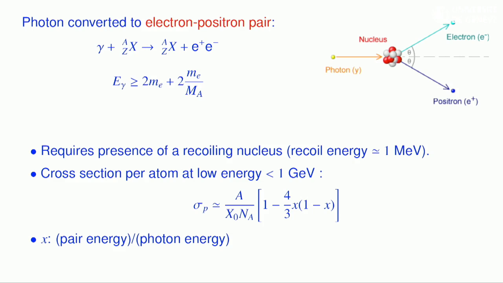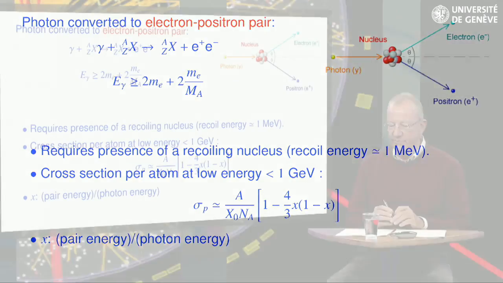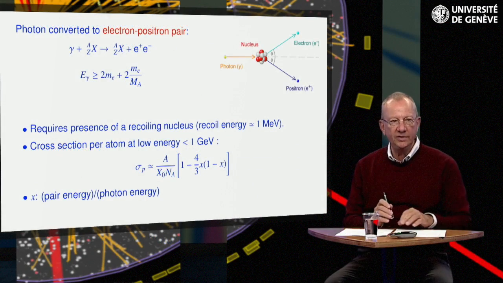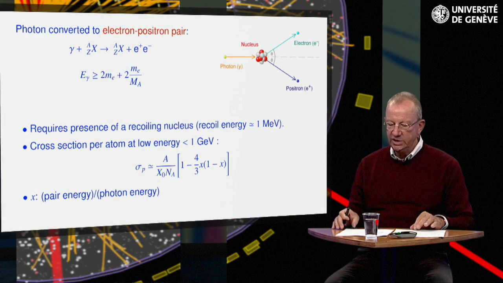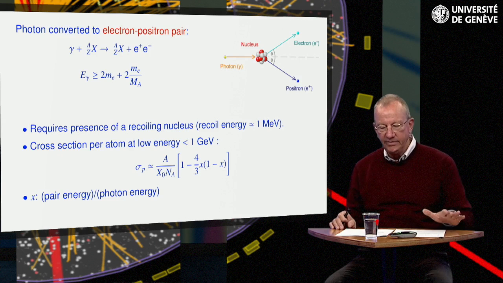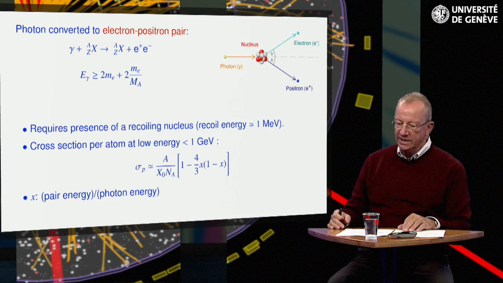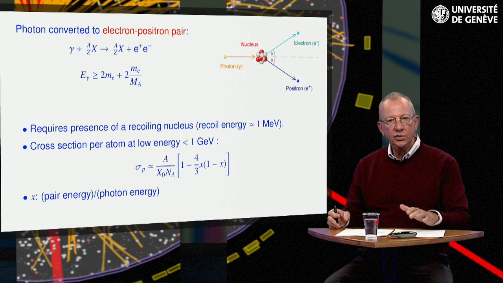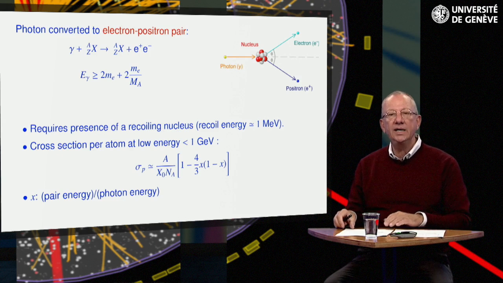In the electromagnetic field of a nucleus, the photon can convert into an electron-positron pair. The energy threshold is essentially twice the mass of the electron, with a small correction for the mass of the recoil of the nucleus. This process cannot take place in vacuum because of energy-momentum conservation, but little energy is transmitted to the nucleus, about 1 MeV for heavy nuclei. At low and modest energies, the cross-section per atom is given in terms of the radiation length. This is the same length as the one we defined in video 3.5, i.e. the length after which an electron loses all but 1/e of its energy by Bremsstrahlung.